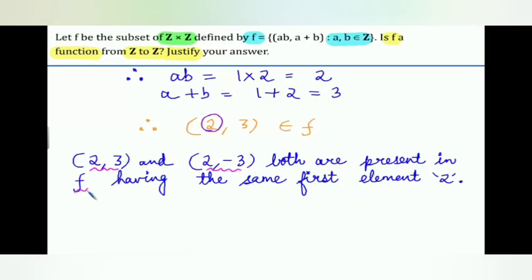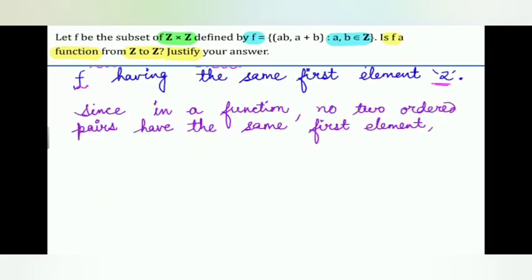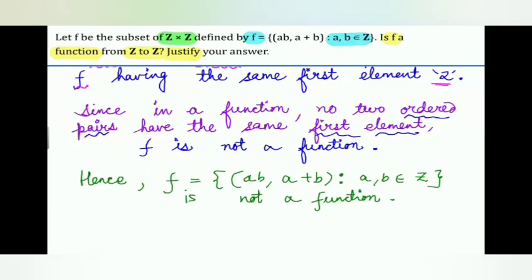अगर यहाँ पे Z to Z की जगह पे N to N लिखा होता तो this statement becomes true, but here Z to Z, since in a function no two ordered pairs have the same first element, so f is not a function from Z to Z. So f is not a function. Hence f = {(ab, a+b) : a, b belongs to Z} is not a function.